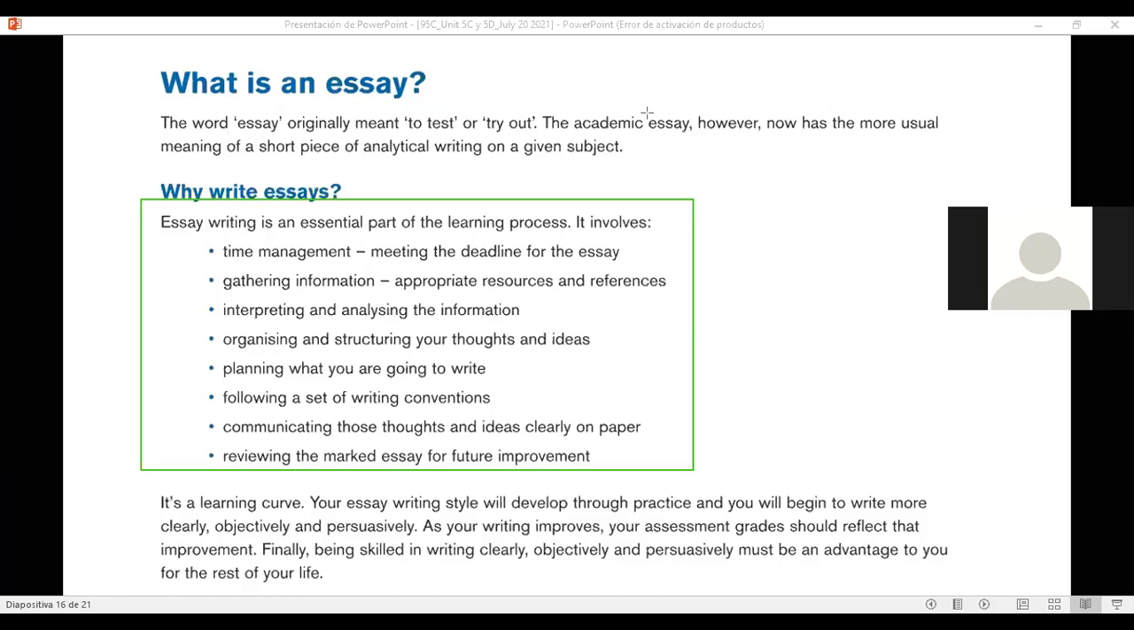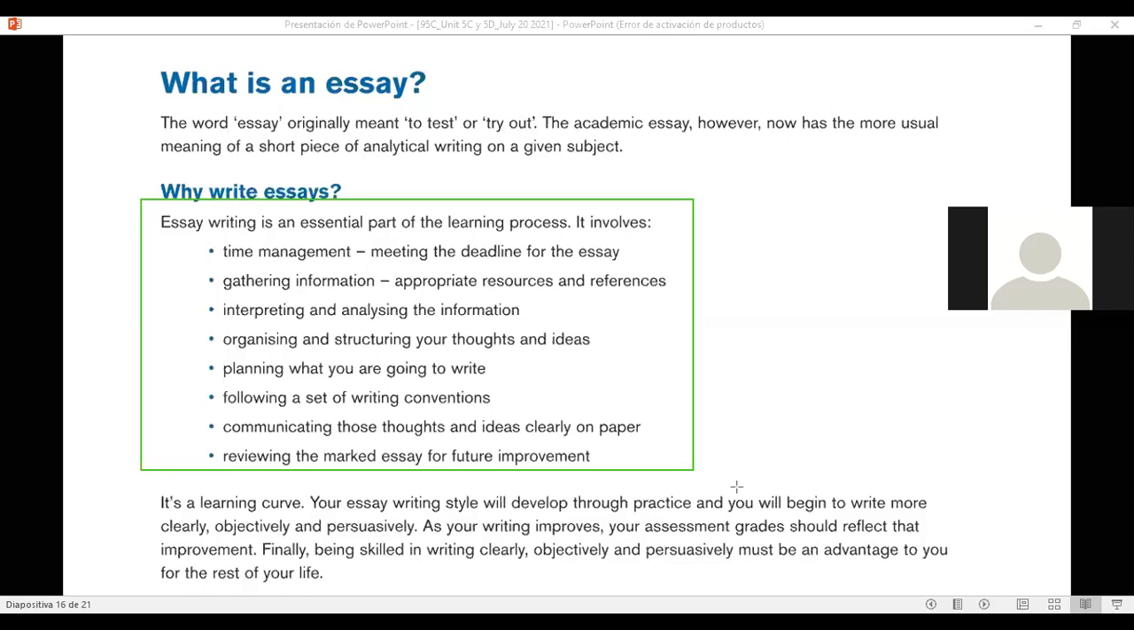Okay, guys, so we are learning a little bit about writing essays. Obviously, the style you're going to use to write your own essay is going to change. It will develop through practice or through time. So you will begin to write clearly, objectively, and persuasively as you continue developing these skills of writing essays.